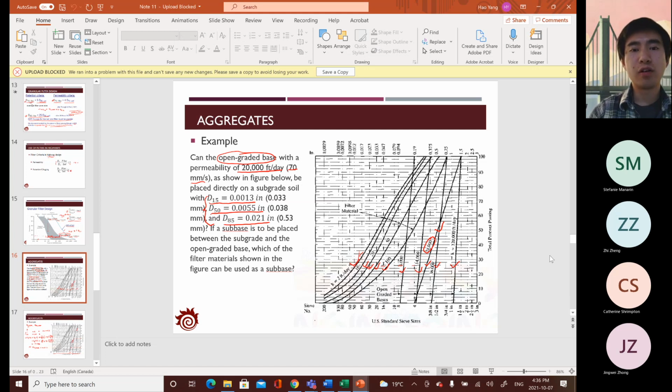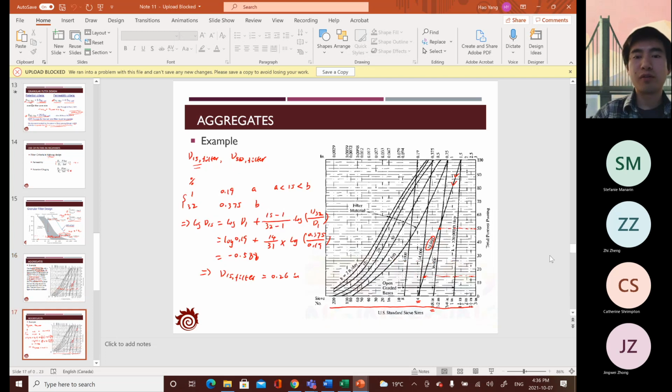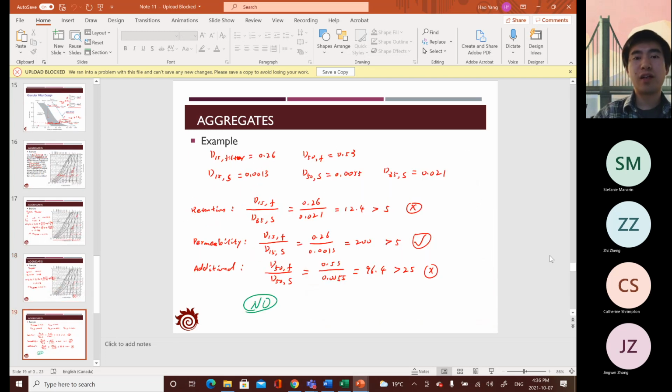In this problem, we first used all the information provided by the problem and a figure to identify one open graded base material, to determine whether it's appropriate for the drainage layer. Based on what we calculated, the retention criterion is not satisfied. The permeability is satisfied, but the additional criterion is not satisfied. We have to make sure all three criteria are satisfied to claim it's an appropriate material, but in this case, definitely it's not.